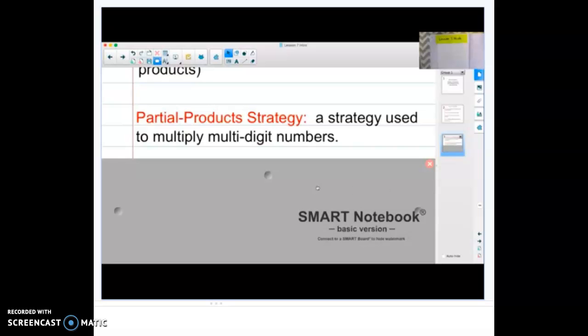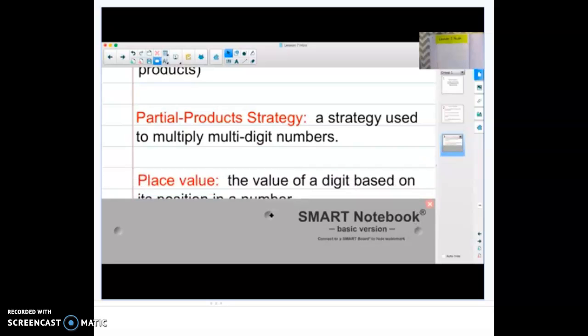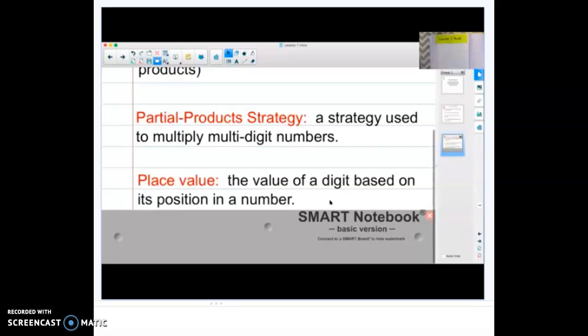Our seventh definition that I want to get down is place value. Again, place value is a review. We talked about this the first week of school. And it is the value of a digit is based on its position in the number. So where the digit is within the number represents its place value. So again, place value is the value of a digit based on its position in a number.